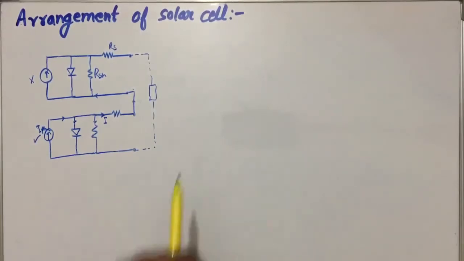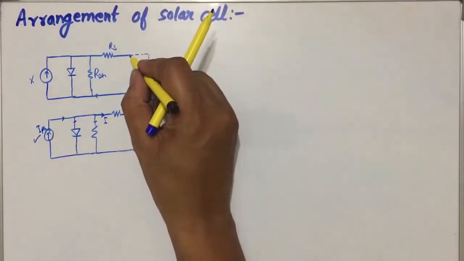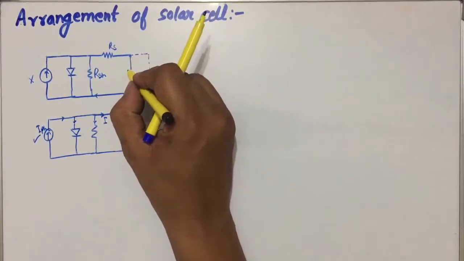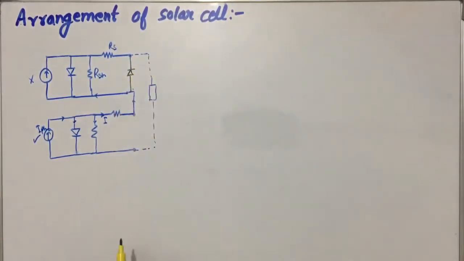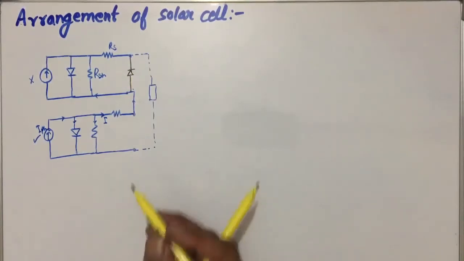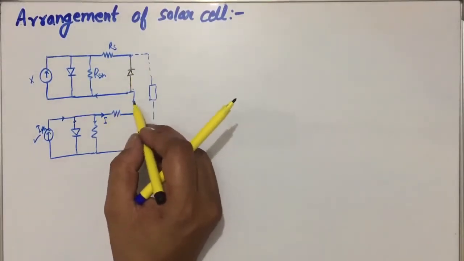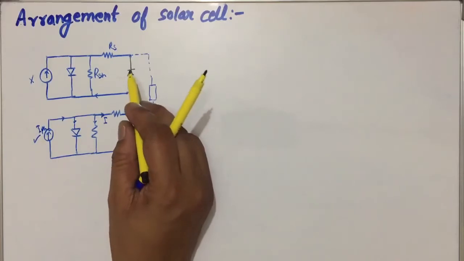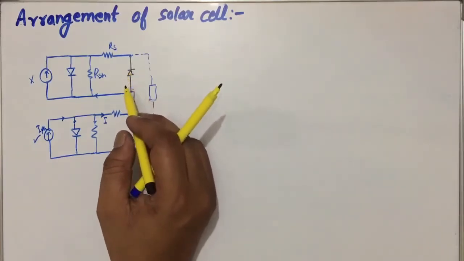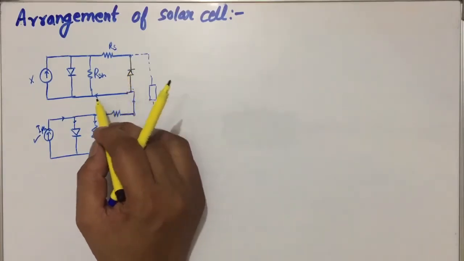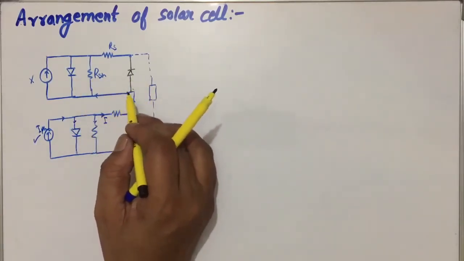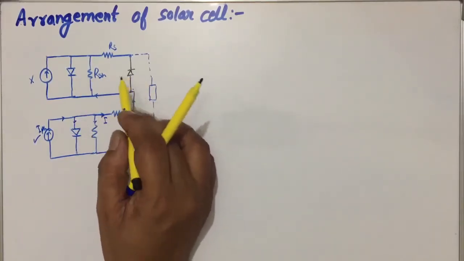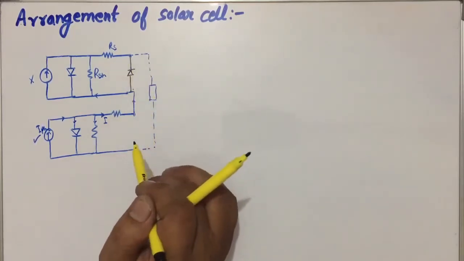If we connect a diode in this direction, then what will happen? This current will be allowed through this diode, and the current that was not having any proper path will pass through it now, and it will complete the circuit.